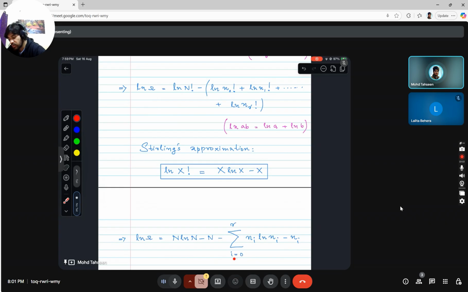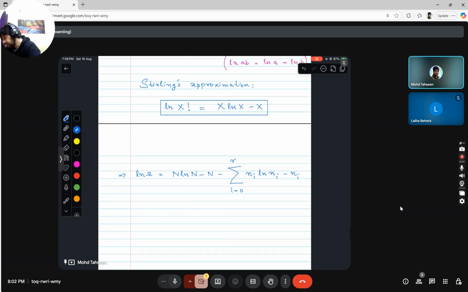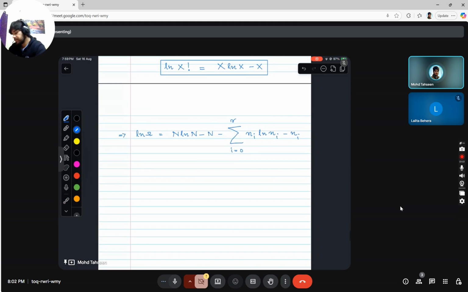For example, if you look at the value of this at i equal to 0, it will be n0 log n0 minus n0, which is log of n0 factorial, which is this term here. And similarly we are doing it for each i. So now this is our number of microstates represented in terms of a log.